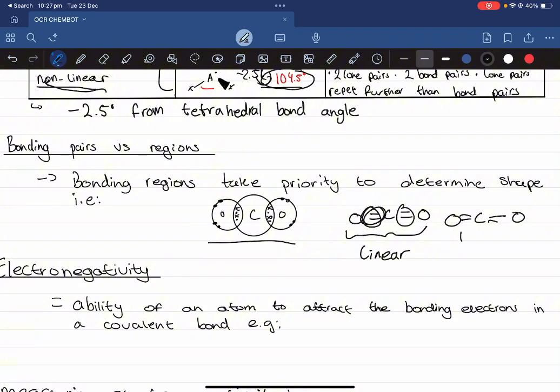It has a bond angle of 180 degrees. Now, why is this if it has 4 bond pairs? This is because bonding regions take priority. So if you were to justify this, you would state that carbon dioxide has 4 bond pairs, but it has 2 bonding regions, and that bonding regions take priority, therefore carbon dioxide has a bond angle of 180 degrees.